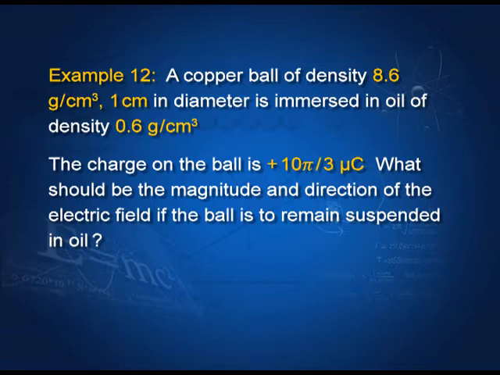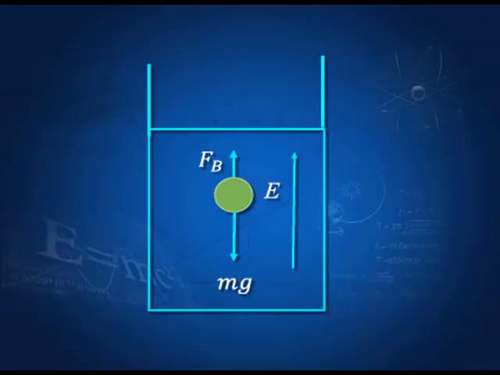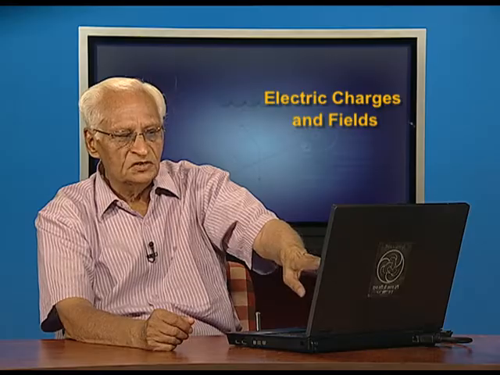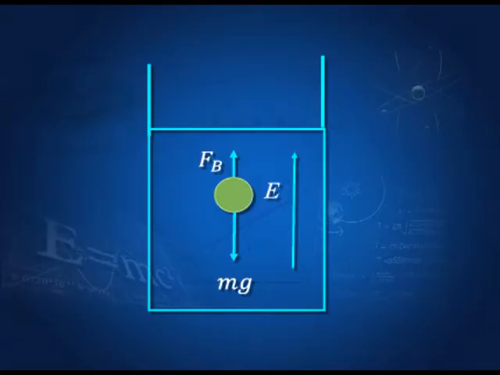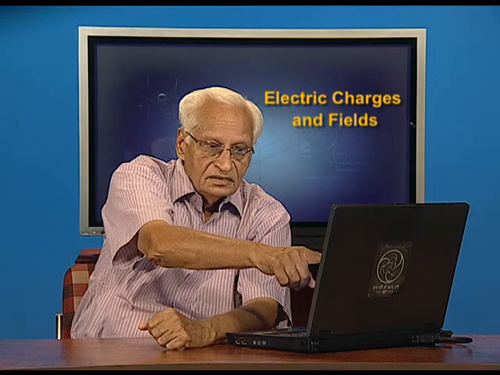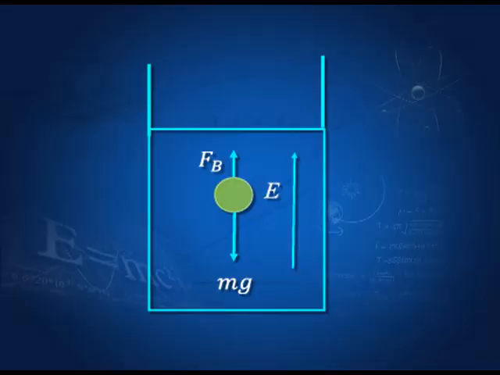What should be the magnitude and direction of the electric field if the ball is to remain suspended in oil? So, let us look at the free body diagram. Let us look at the forces. Field is in this direction. Therefore, this ball will experience a force in this direction. There is also the force of buoyancy in this direction.